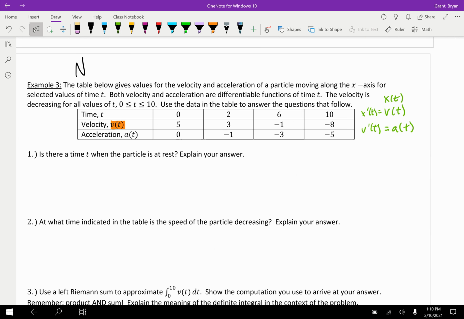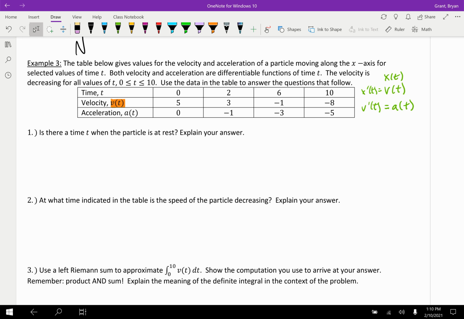So let's begin. Is there a time t when the particle is at rest? Well, at rest means the velocity is 0. It means the particle has no speed, it's not moving. So let's look at velocity, and as we look through here, you might notice that there are no velocity values of 0. However, you might also notice that the velocity goes from a speed of 5 to a speed of 3 to a speed of 1, right? So maybe we think of it this way, the particle's moving to the right, and now the particle's moving to the left.